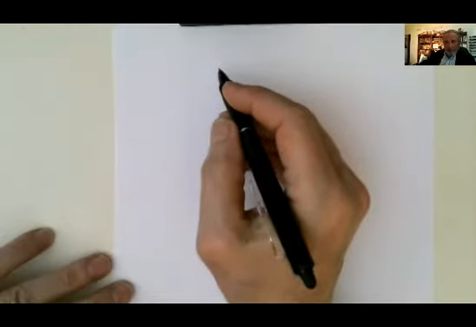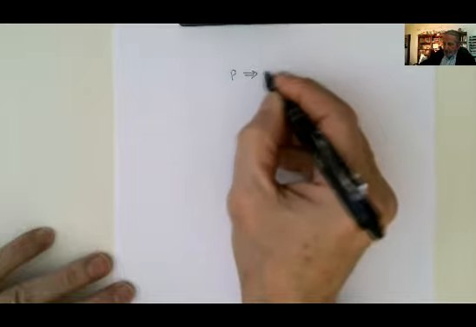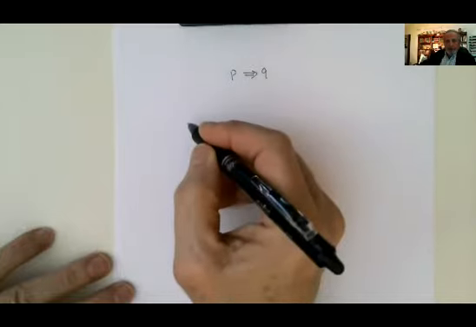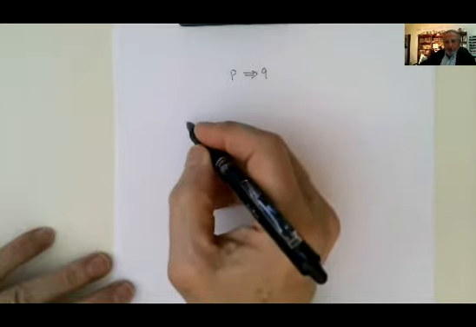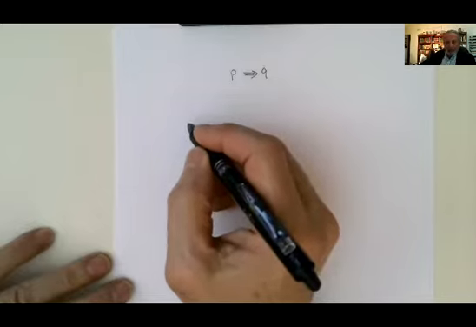Hello and welcome back. Today we're going to cover indirect proofs. A theorem is of the form P implies Q. And in my last video, part 1, I discussed direct proofs.